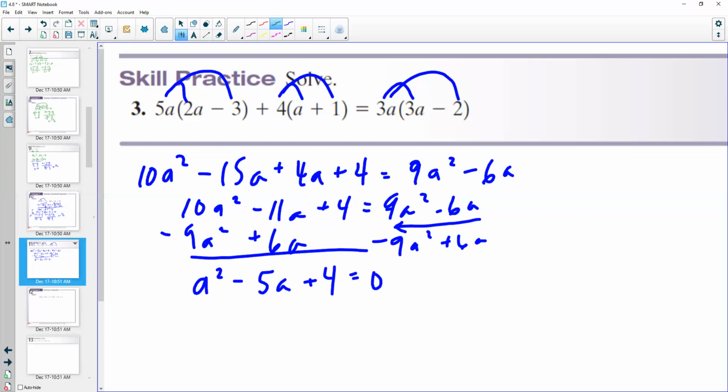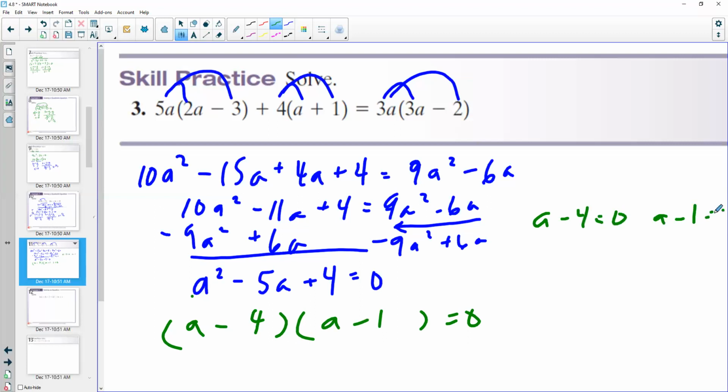Let's think about what we have. There's nothing in front of the a squared besides the 1. So I need things that multiply to 4 and add to negative 5. This is a plus sign, which means either two positives or two negatives. It's a negative 5, so I need two negatives. I think it's going to be negative 4 and negative 1. So (a minus 4)(a minus 1) equals 0. Now zero product rule: a minus 4 equals 0, a minus 1 equals 0. Plus 4, plus 1, and it gets me a equals 4 and a equals 1. Happy days. All right, look at us go.